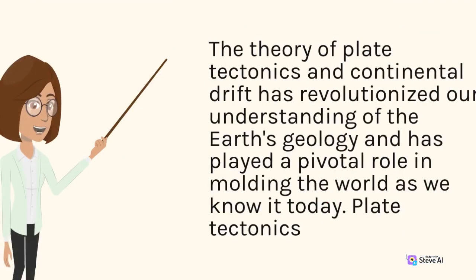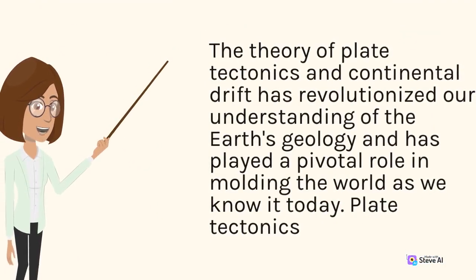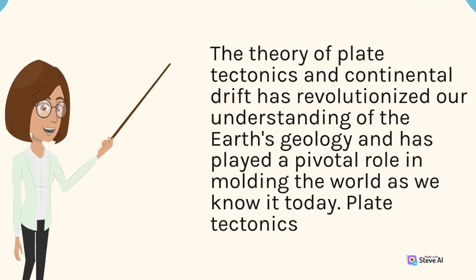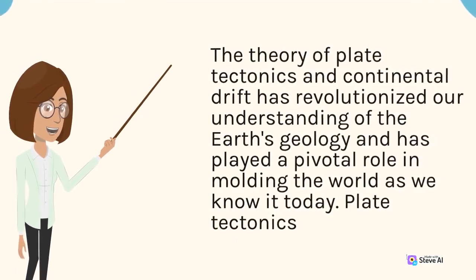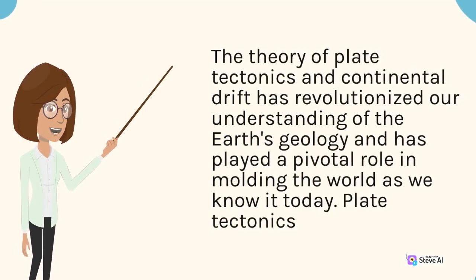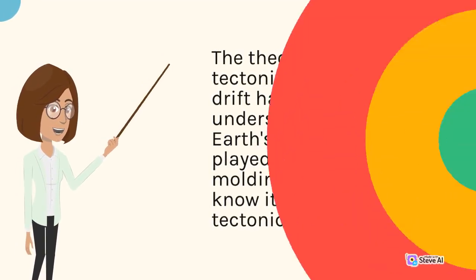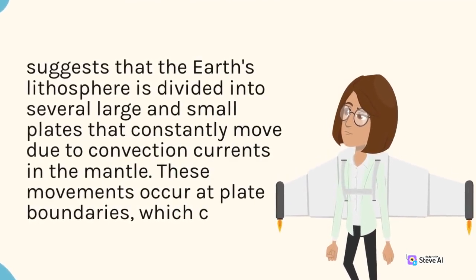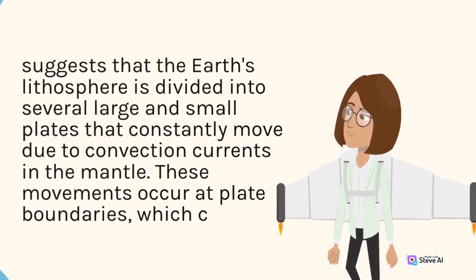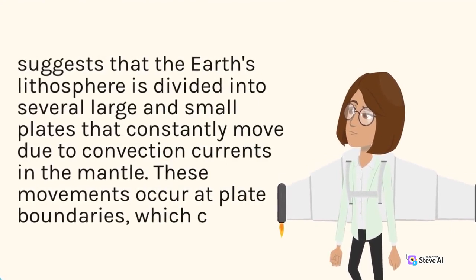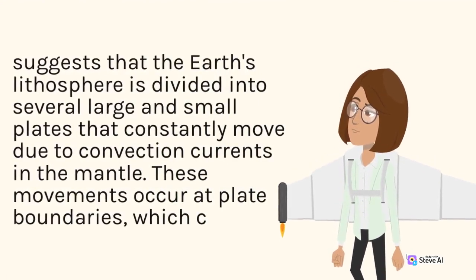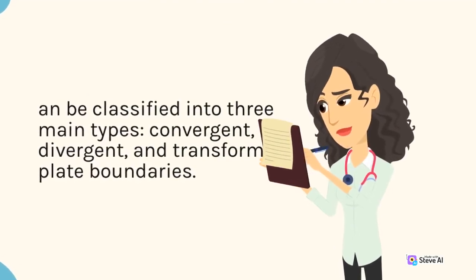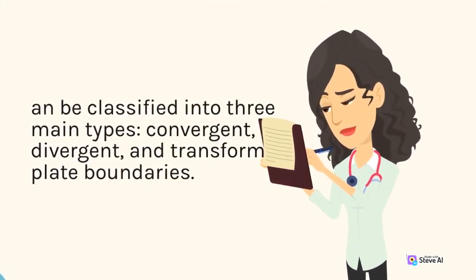The theory of plate tectonics and continental drift has revolutionized our understanding of the Earth's geology and has played a pivotal role in molding the world as we know it today. Plate tectonics suggests that the Earth's lithosphere is divided into several large and small plates that constantly move due to convection currents in the mantle. These movements occur at plate boundaries, which can be classified into three main types: convergent, divergent, and transform plate boundaries.